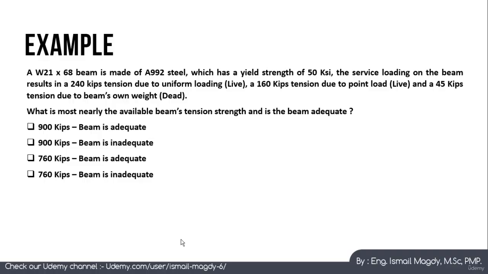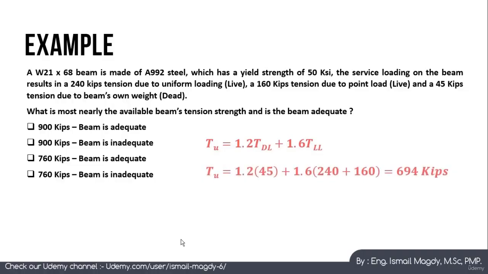In order to solve this problem, we need to calculate first the T ultimate, which is the ultimate tension force, and after that we will calculate the design strength of the beam and we will compare both of them together. So in order to calculate the T ultimate, we know it equals 1.2 T due to dead load plus 1.6 T due to live loads. So this is going to equal 1.2 multiplied by 45 plus 1.6 multiplied by 240 plus 160, which is going to equal 694 kips.